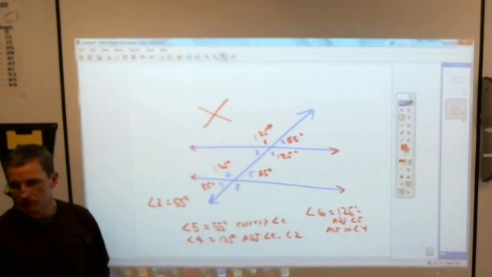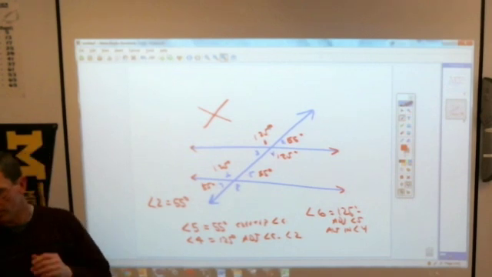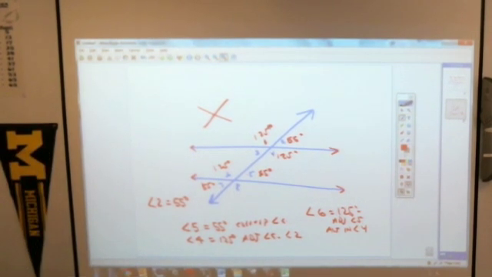Corresponding angles. Corresponding angles. Because they add up to 180. Do you remember from math class, if two parallel lines are cut by a transversal, then... That phrase ring a bell?